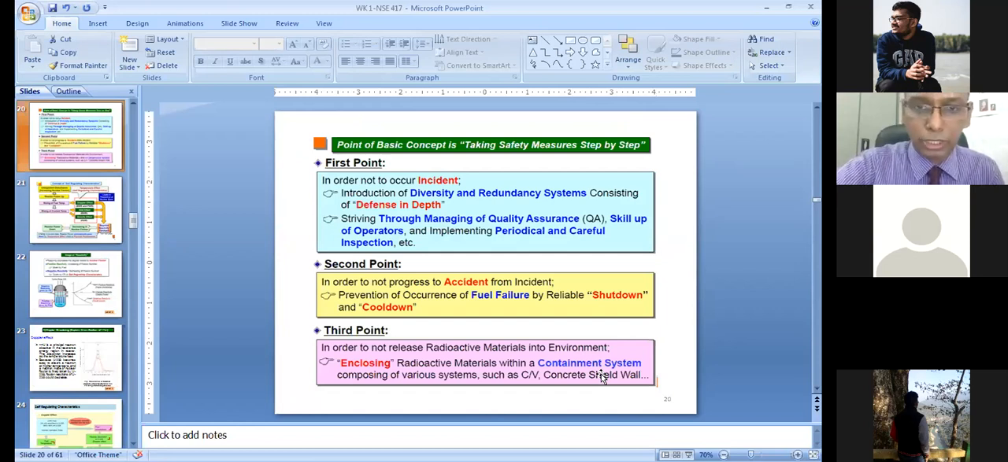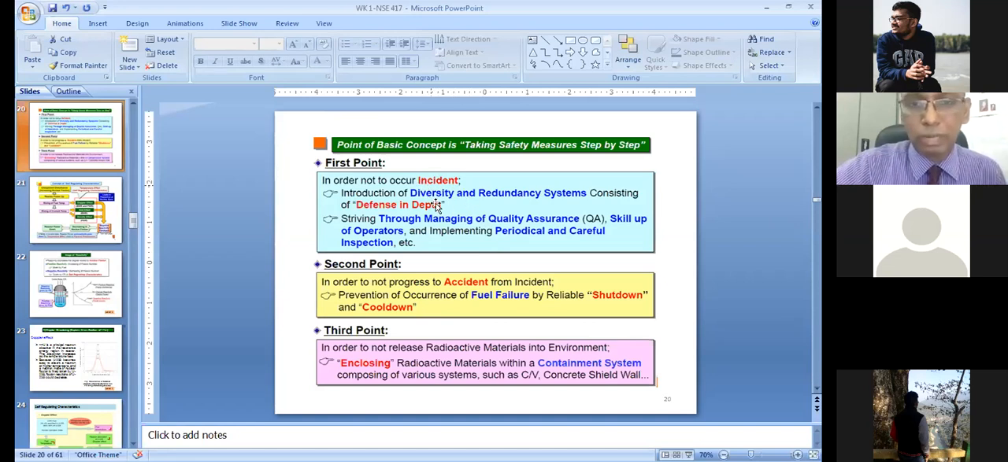There will be 3 points. The first point is, in order not to have an incident occur, that means the incident should not happen, then you have to take some preparation, some measures, some design factors. This is all under defense in depth, like the introduction of diversity and redundancy systems, which I already mentioned previously. It is most important before operating any system or plant.